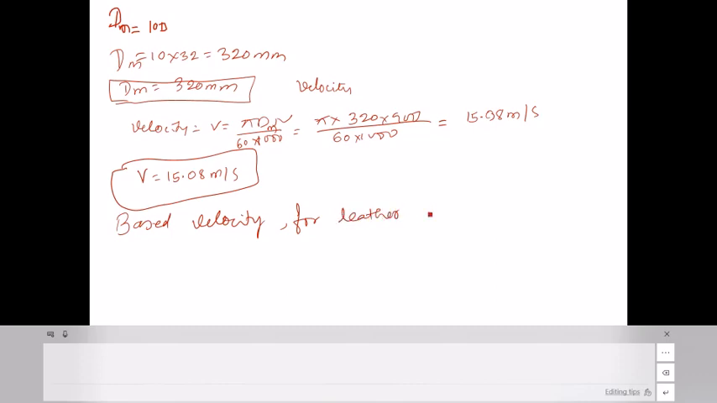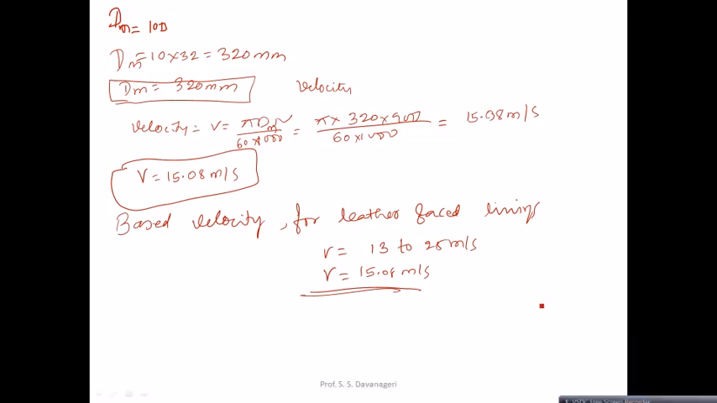So now based on velocity, what is the condition for leather faced linings? This velocity has to be between 13 to 25 meter per second. Now the calculated velocity is 15.08 meter per second. Okay. So based on this, we'll go for selection of the materials.